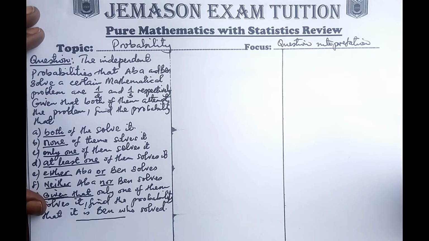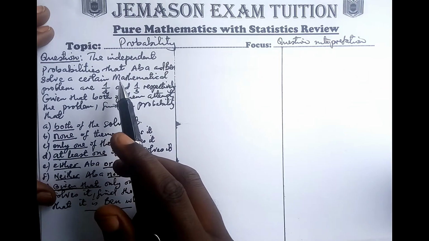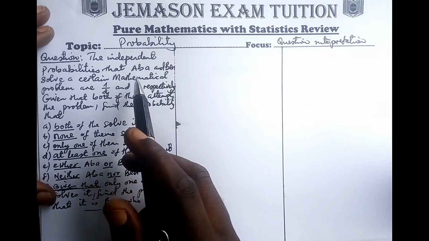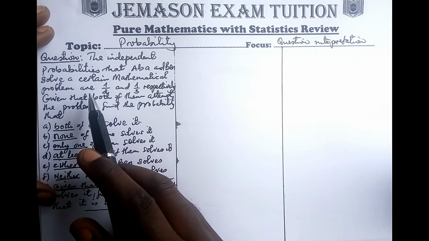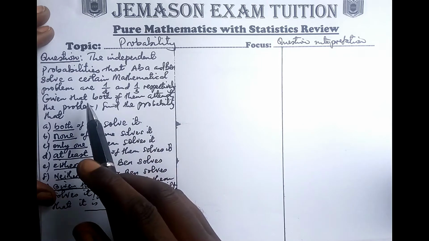Today we focus on probability. We're going to look at how to interpret questions under probability. This is a question involving independent events, which says the independent probabilities that Abba and Ben can solve a certain mathematical problem are half and 1/3 respectively.